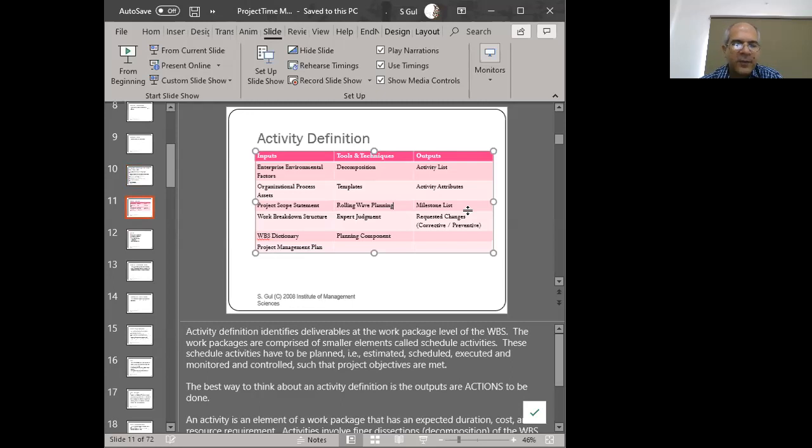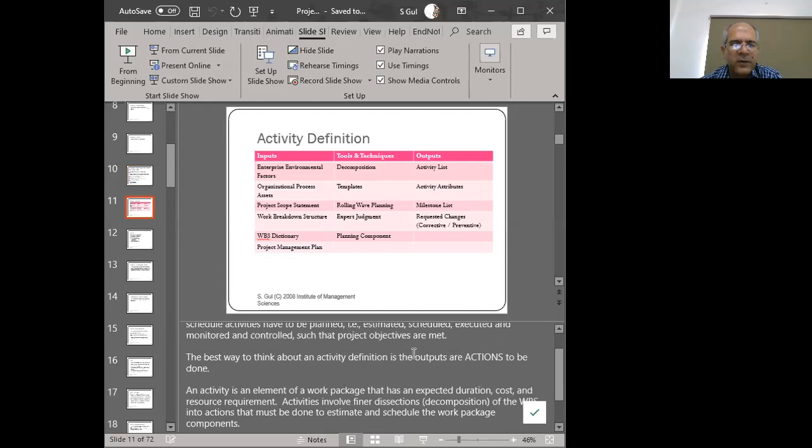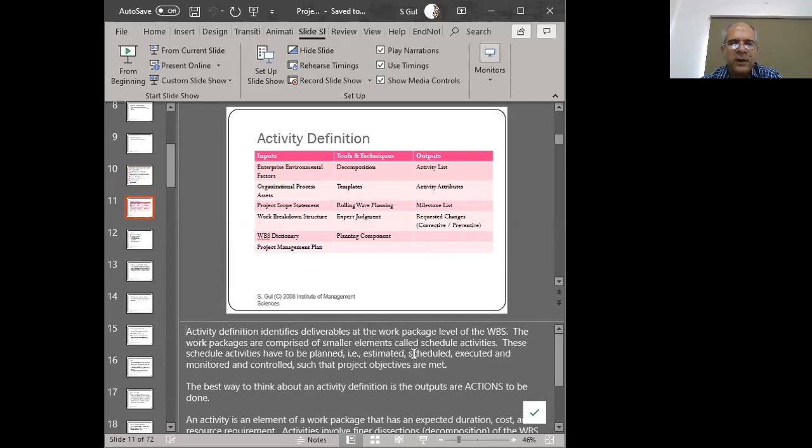And then the planning component. Well, the planning component's idea is that we are going to think about where this planning is taking place, who is going to be doing this planning, when are these people going to do the plans and so forth. So that's the idea of the planning component.